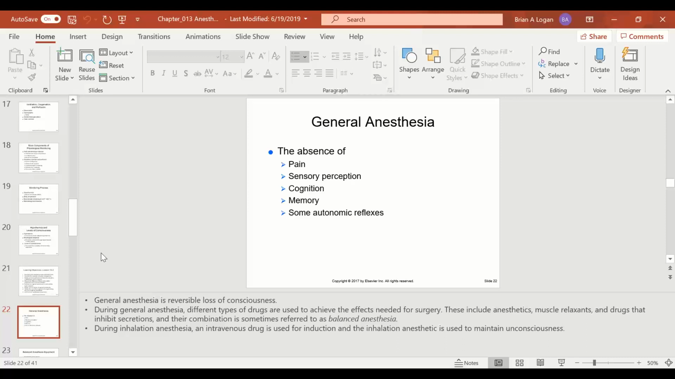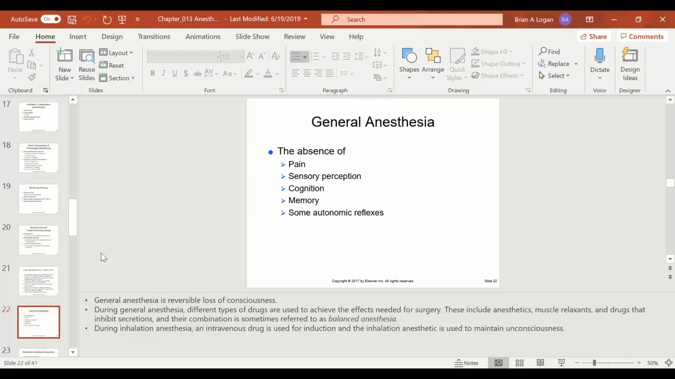So general anesthesia. Under general anesthesia, you're going to have the absence of pain, any kind of sensory perception, touch, sight, hearing, smell, all gone. You won't have any cognitive ability. You're not thinking, right? No memory. And then some of your autonomic reflexes are gone too with general anesthesia.